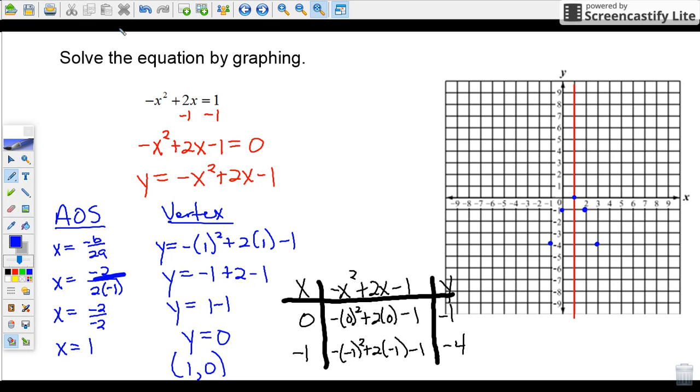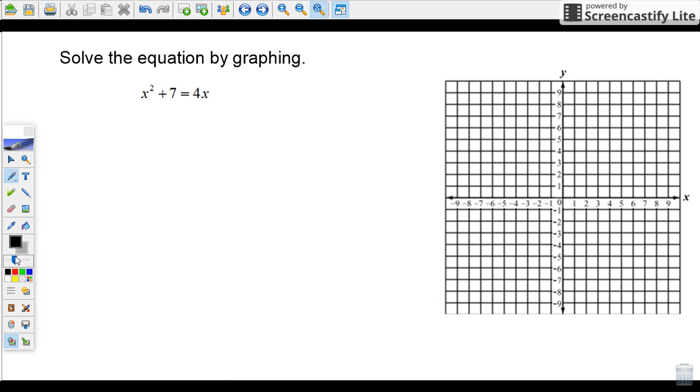My parabola, it looks like, touches the x-axis in one spot. It touches right at my vertex, which means I only have one solution in this one, and it is my vertex. So x would equal 1. That's the only solution, the only spot it touches the x-axis. One more.